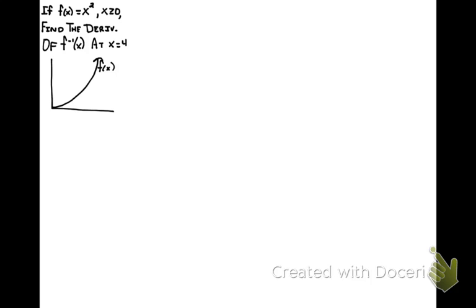So in red, I'll have a picture of the inverse of f. And what we'd like to know is here, when x is 4, what is the slope of the tangent line there?